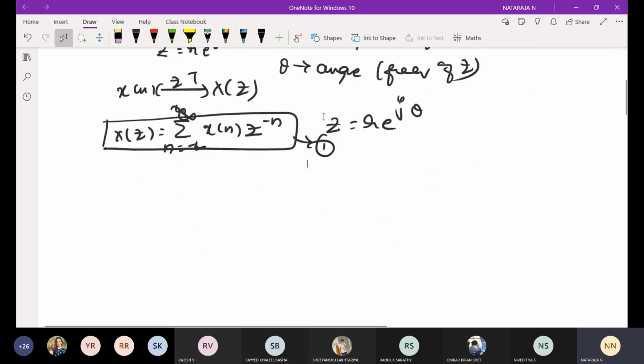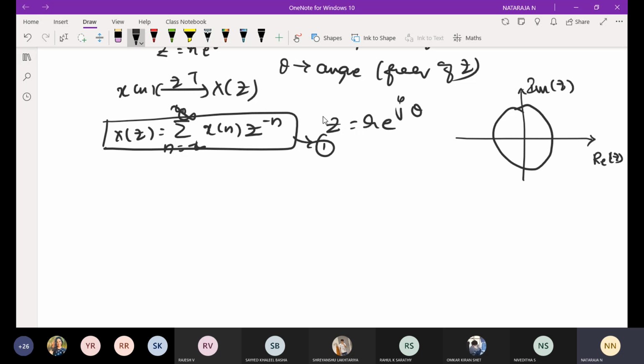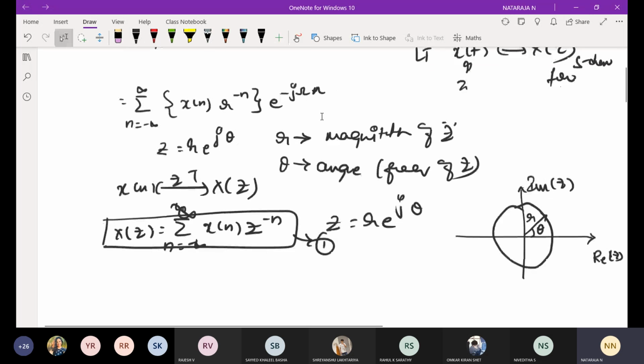For this equation, I am going to draw one diagram. You can make a note of this. This is the real axis of the Z domain and this is the imaginary axis of the Z domain. Here I am going to construct one circle. There we can find how exactly you get theta and r. This is my r and this is the angle theta. Either it is the frequency of z or the angle theta, and r will be the magnitude of z.